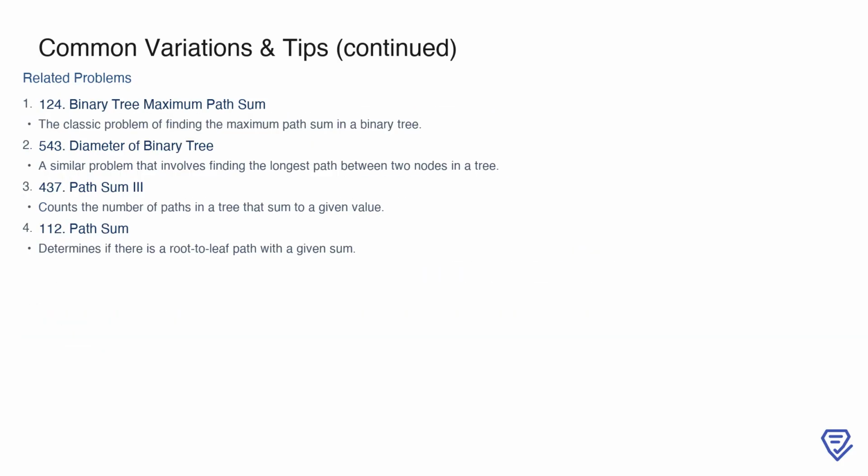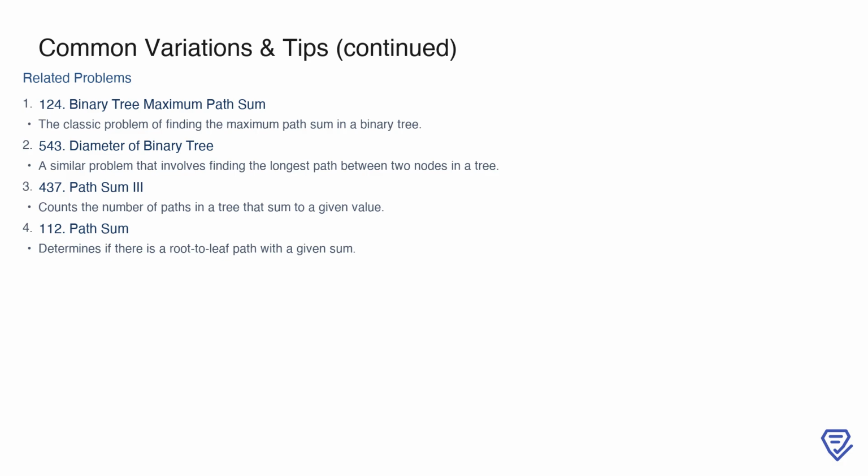The binary tree maximum path sum problem shares similarities with several related problems, which can help you recognize patterns and improve your problem-solving skills. For instance, problem 543, diameter of binary tree, involves finding the longest path between any two nodes in a tree. This has parallels to our problem, but with a focus on path length rather than sum.